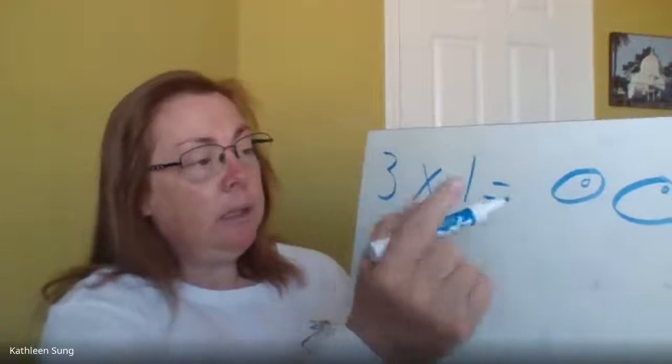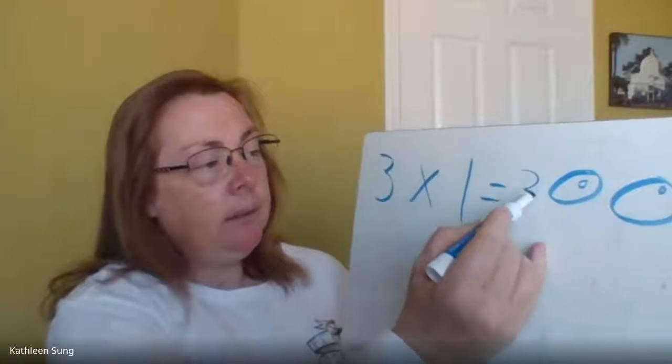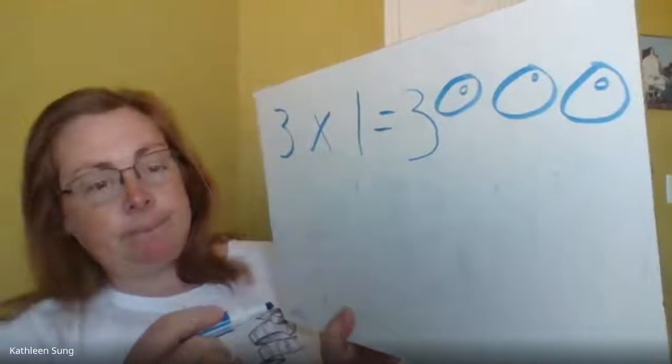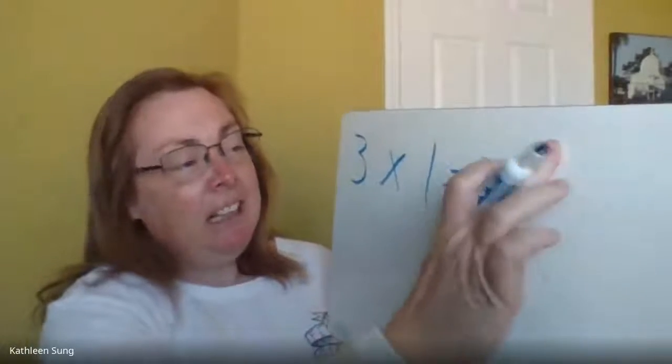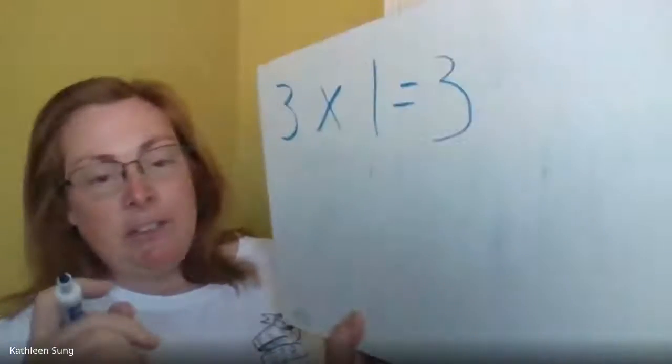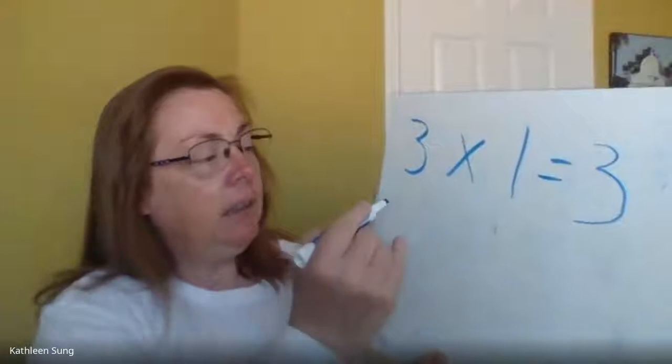So 3 times 1, how many cookies do I have altogether? It's 3, not 3,000. Okay, I see how that looks. So 3 times 1 is 3, okay?